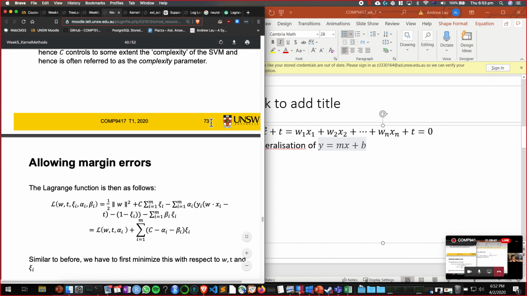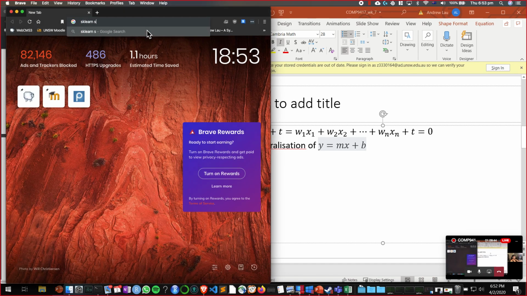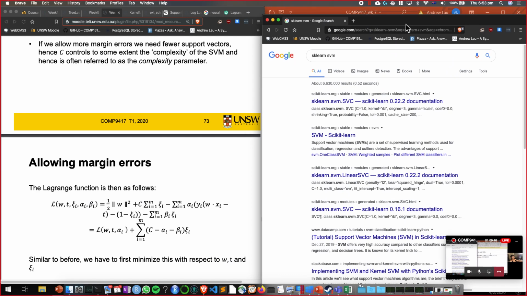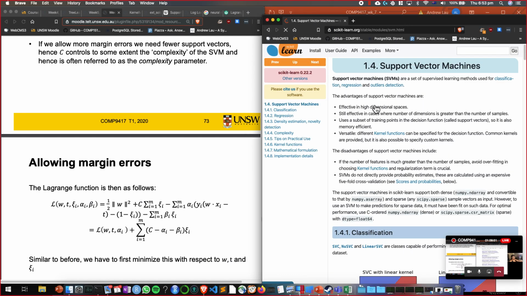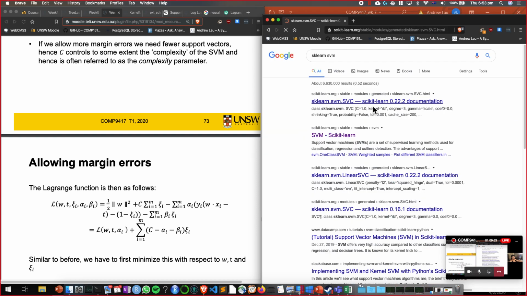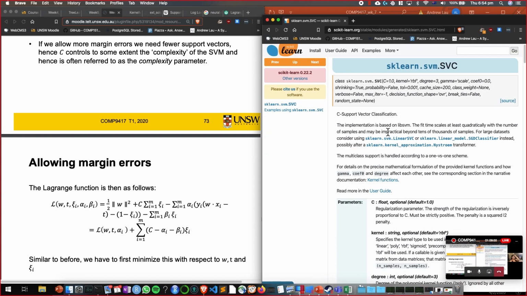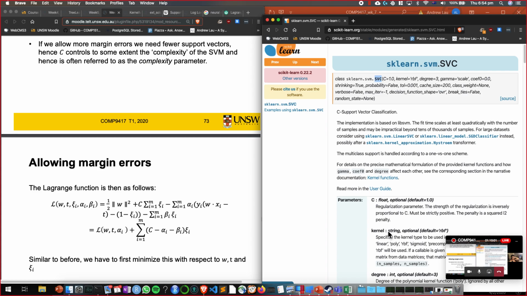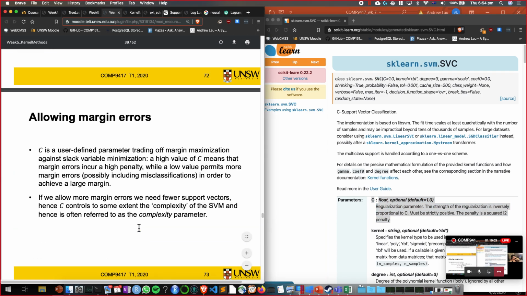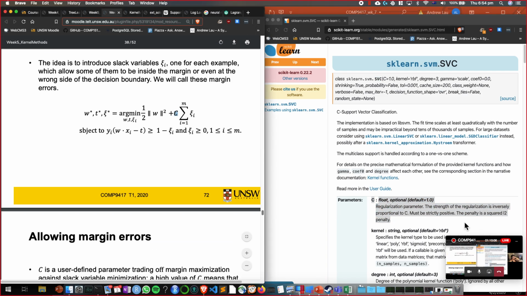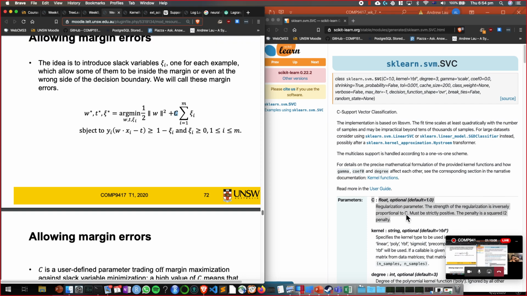Now, just to tie it back to real life a bit, this is our support vector classifier in the ubiquitous scikit-learn. This is our C guy here that we're looking at. So, regularization strength.